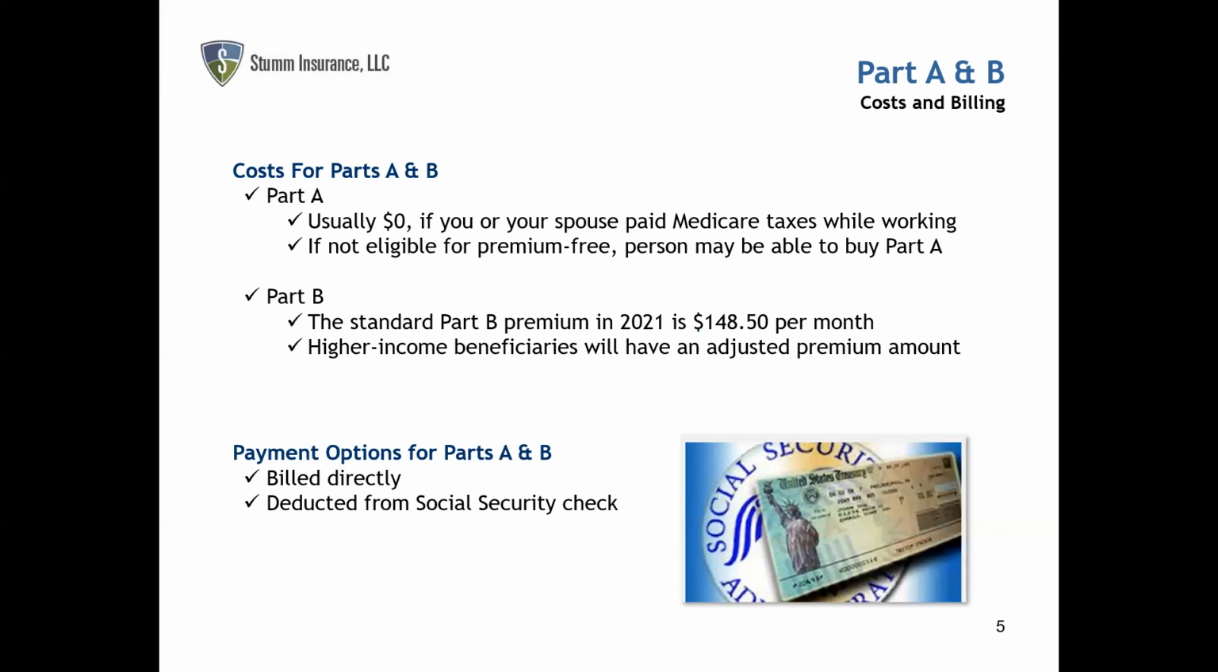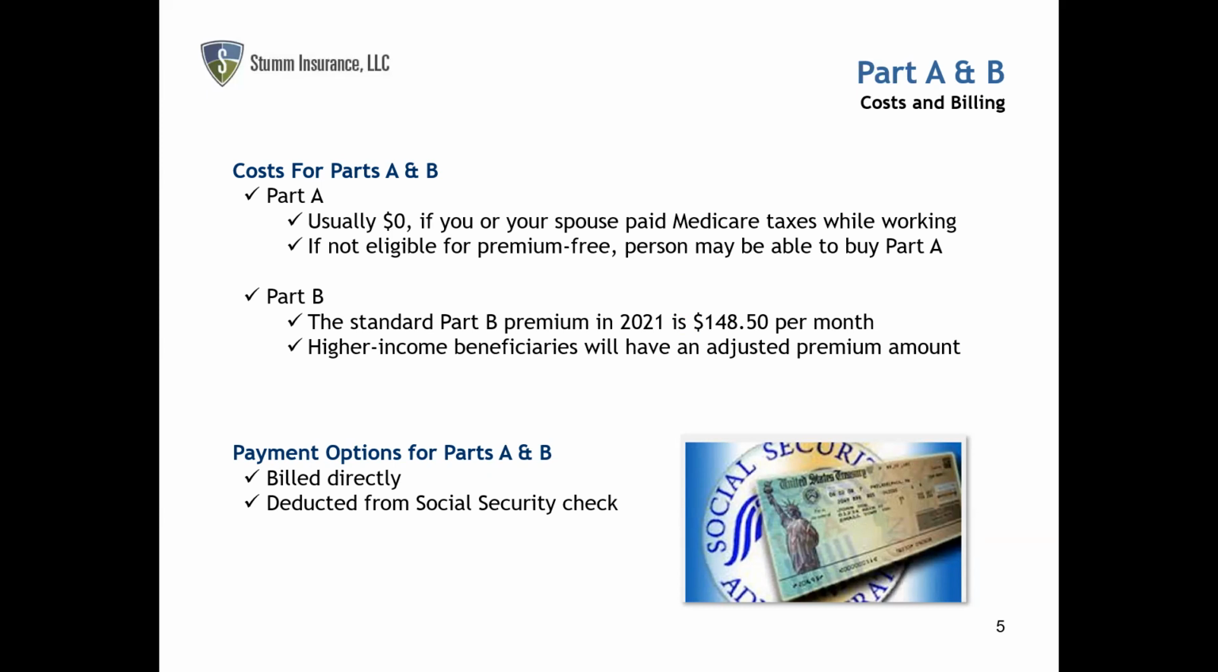This year for 2021, the base rate to enroll in Medicare Part B, the monthly premium, is $148.50 per month. If someone is considered a higher income individual, then there's an adjusted premium amount. So if you make more, they're going to charge you more than the $148.50. And I'll show you those charts next.